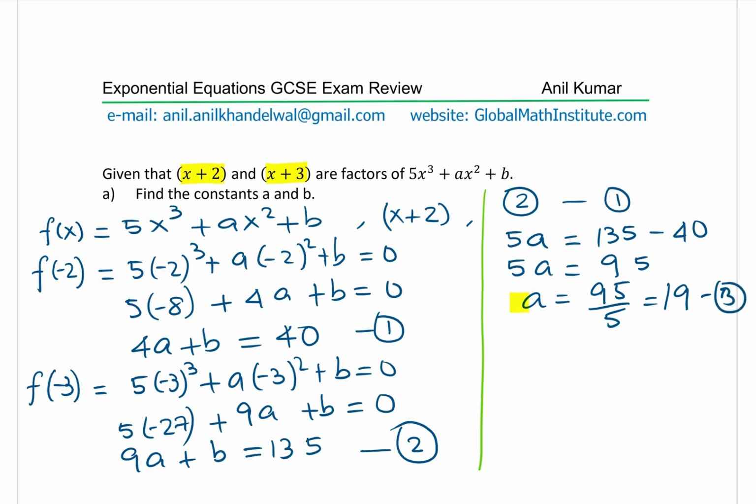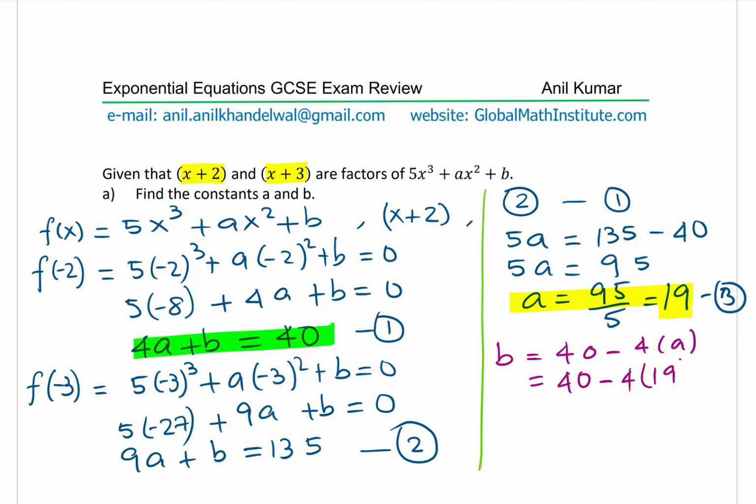So we've got one of the values. A is 19 for us. Now let's continue to find the value of b. You could use one of our equations, let's say equation number 1, to find the value of b. So from here, we can say b is equal to 40 minus 4 times a, which means it is 40 take away 4 times 19.